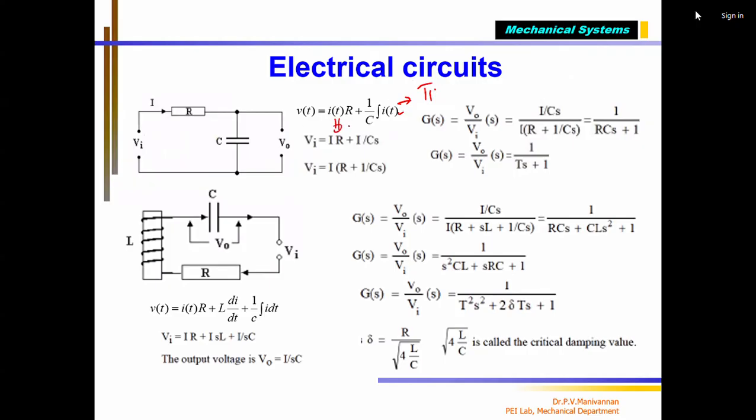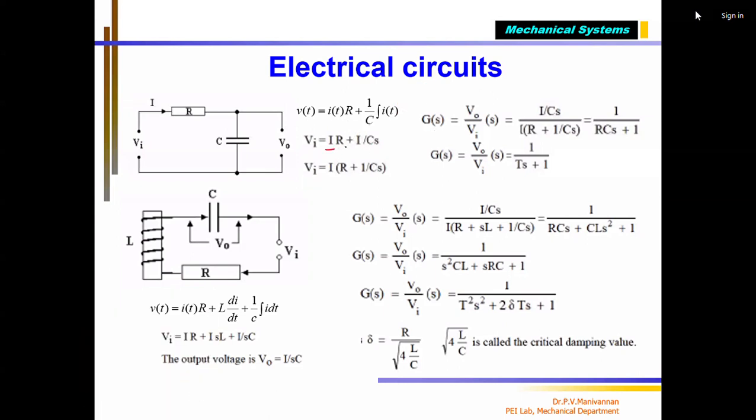I take the Laplace transform. Then it becomes V(s) equals I(s) R plus I(s) divided by CS, correct? The 1 by C, how it came is 1 by C multiplied by the integral term. If the integral term is there, then you have to multiply it by 1 by S. I(t) will become I(s). That's what is written like this. So I in the numerator, CS in the denominator. So this is my Laplace equation.